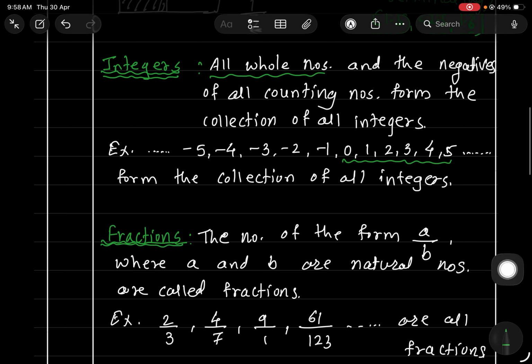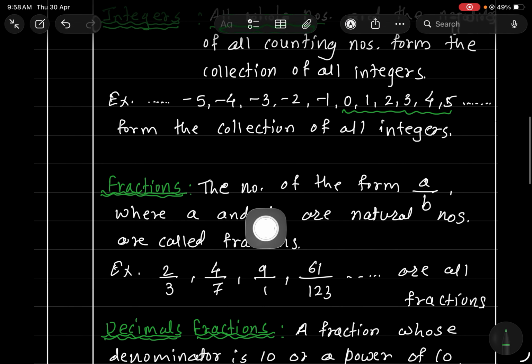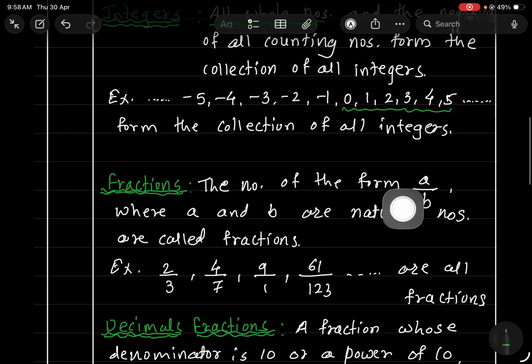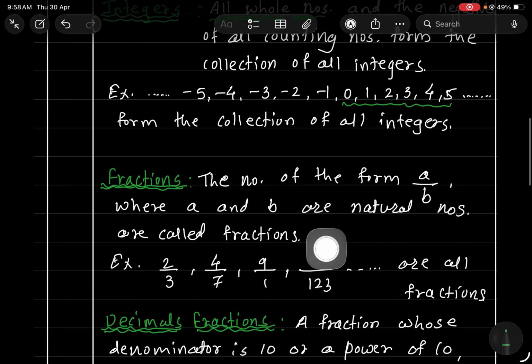It is called integers. Then fractions. Fractions also I explained: a number of the form a upon b, where a and b are natural numbers. Natural numbers means what? Starting from 1, 2, 3, 4. So here, a upon b means b is not 0. Starting from 1, 2, 3, 4 and so on, these are rational numbers, called fractions.